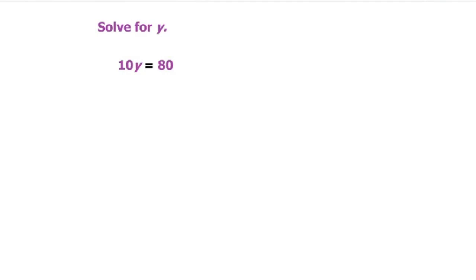In this lesson, we're going to solve a one-step equation. So if we have a problem like this that says solve for y, 10y equals 80. So to solve for a variable, use inverse operations to undo the operations in the equation.